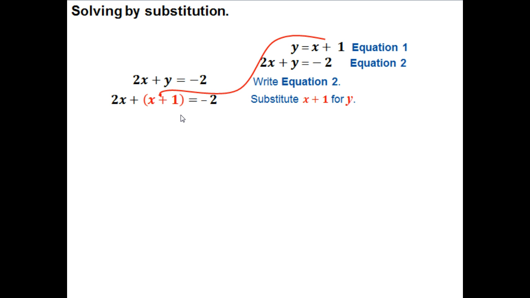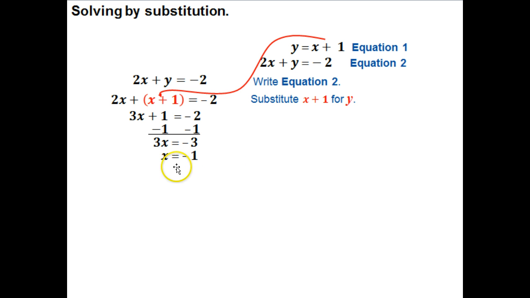Now it's just a matter of simplifying what I have here. I simplify it a little bit further. 2x plus x gives me my 3x, and this is just a positive 1 here. Now I'm just trying to solve this one for x. I've got to move my 1 over to the other side. I subtract 1 from both sides of that equation, and that leaves me with 3x is equal to negative 3. If I divide both sides by 3, I find out that x equals negative 1.